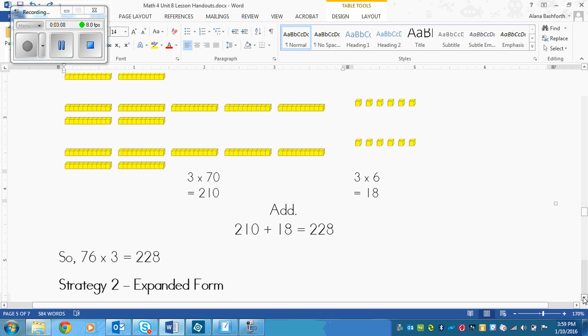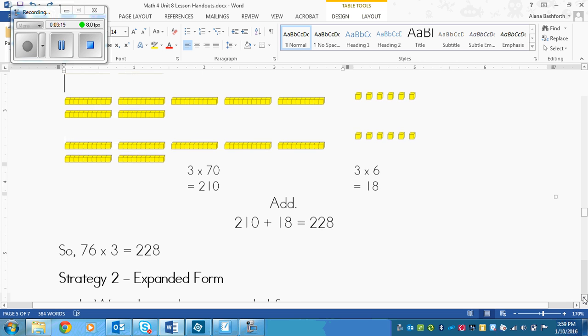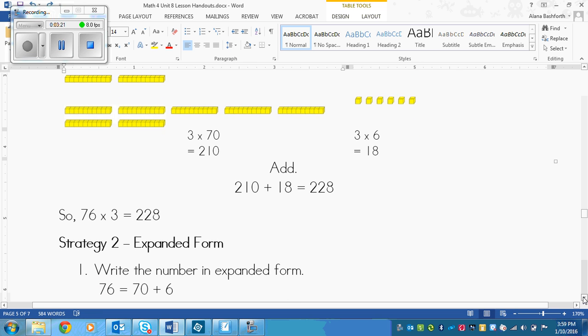Now, strategy number 2 is called expanded form. Now you did this in the first unit that we did this year, involving whole numbers. So remember, that's going like this right here. If I have the number 76, then I break it down into 70 plus 6, because that would be 76. So remember, I'm taking the first number, putting a 0 after it, and then going plus, and then taking the second number.